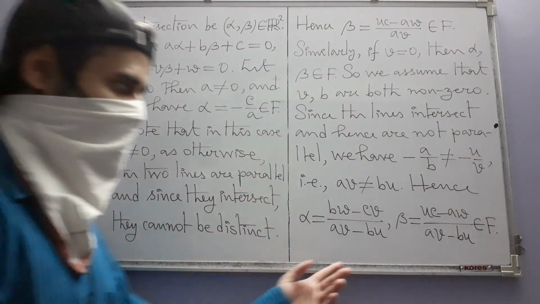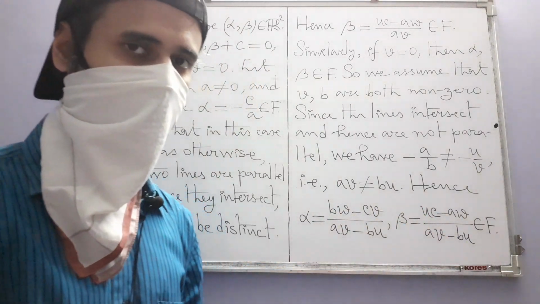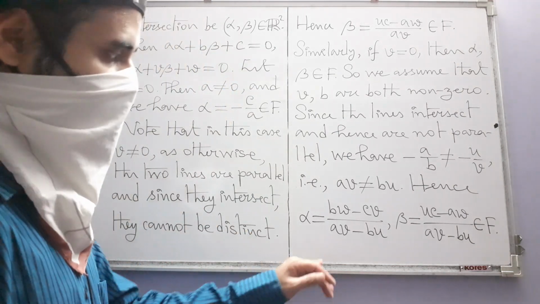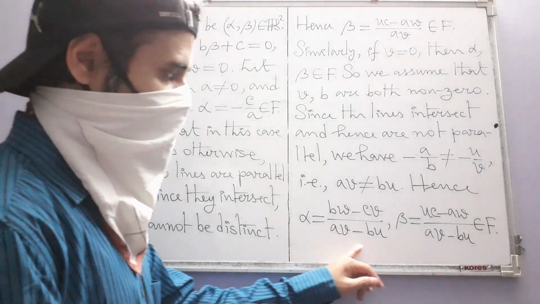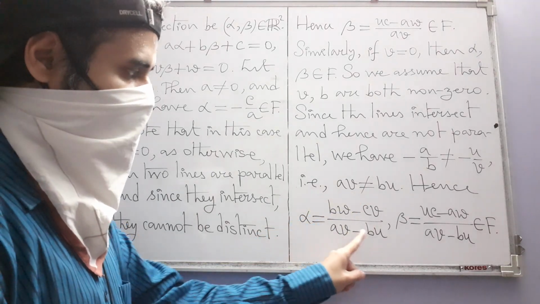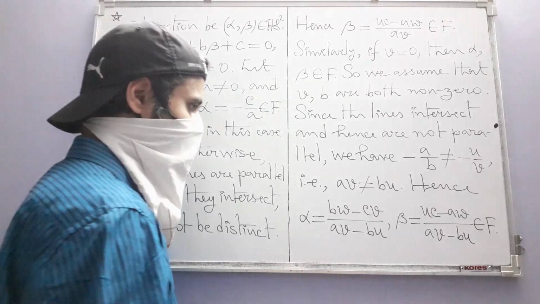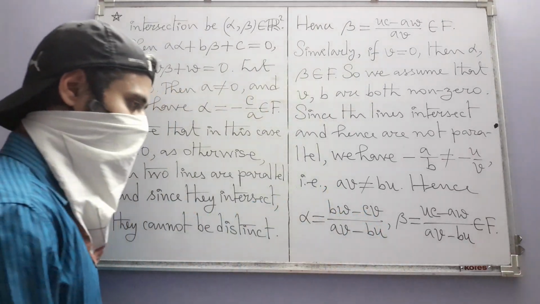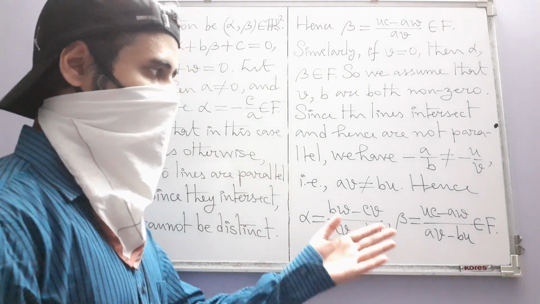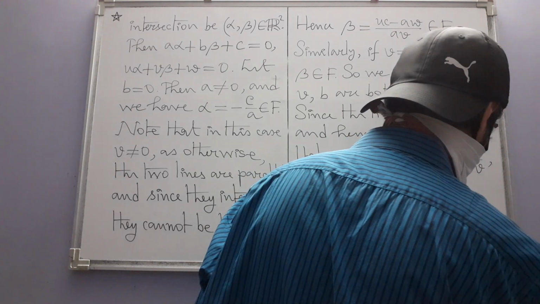They of course belong to F because the ingredients in this quotient are all coming from F. But note that we do not also have any problem with the denominator due to this condition. AV and BU are distinct real numbers. So that's how we have managed to show that the point of intersection is in fact a point in the plane of F, and this completes the solution.